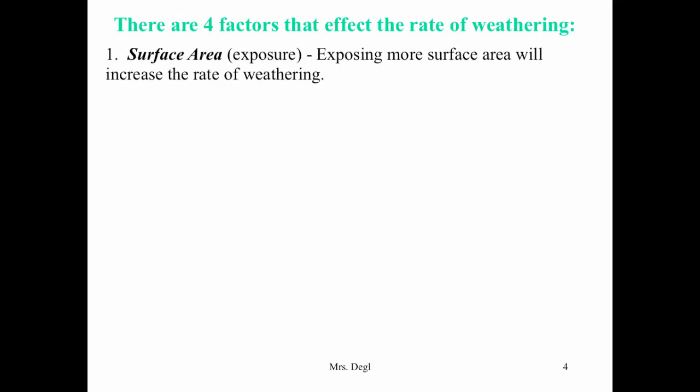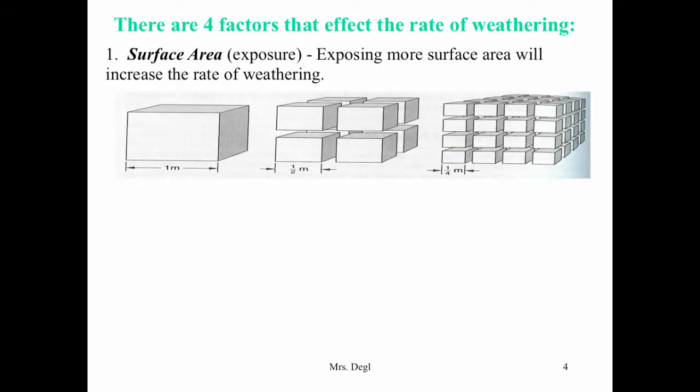There are four factors that affect the rate of weathering. Surface area is a big one, which is its exposure. Exposing more surface area will increase your rate of weathering. So let's pretend this is our sugar cube. We have one whole cube. Then we divide that sugar cube into 8 pieces. We have increased the surface area.